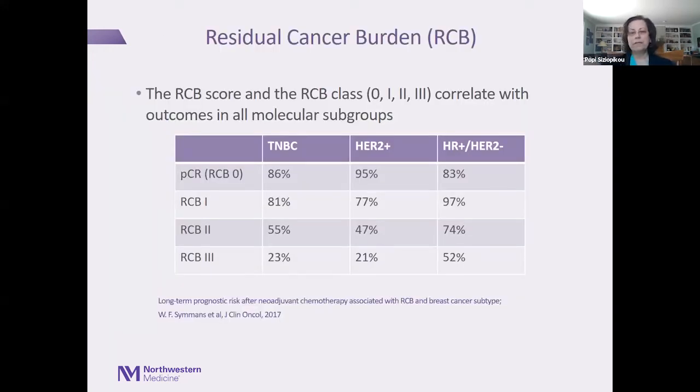The algorithm-generated RCB score and the RCB class correlate with patient outcomes, specifically with disease-free survival, in all molecular subgroups, as you can see in this table, from the authors' 2017 JCO publication, and as it was presented in their multicenter pooled analysis at the San Antonio Breast Cancer Symposium in 2019.